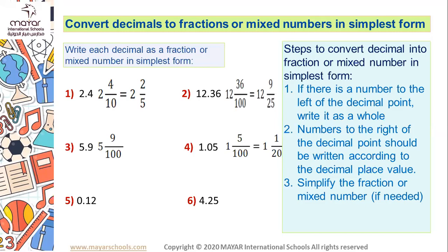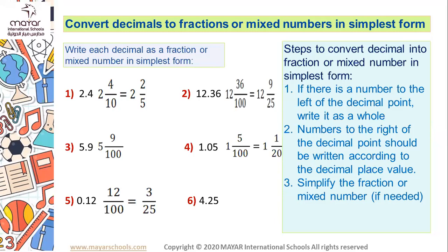Now, 5. Abdullah. Yes, teacher. Can you do it? Yes. 0 and 12 hundredths. 12 upon 100. Is it simplest form? 3 upon 25, divided by 4. It's actually divided by 4. Okay. Thank you.